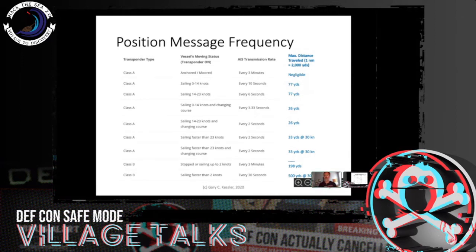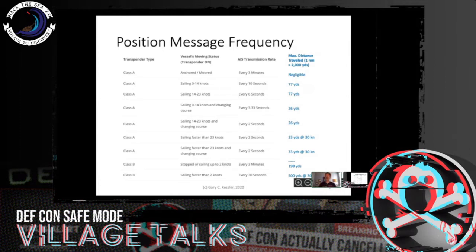What I did is I then translated this and said, well, what's the maximum distance I can travel in that amount of time? If I'm going 14 knots and I'm transmitting every 10 seconds, I'm only going to be traveling 77 yards. That's not very far. And as I progressed here, what I was trying to give was an idea of exactly how far I might be going between transmissions.